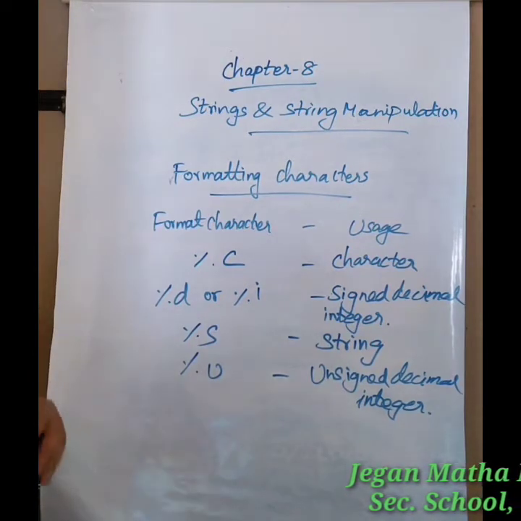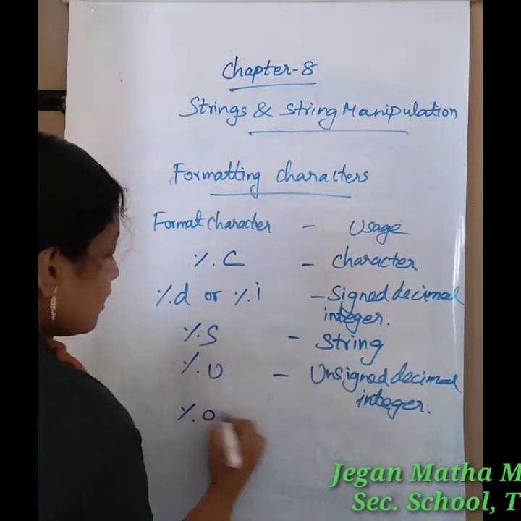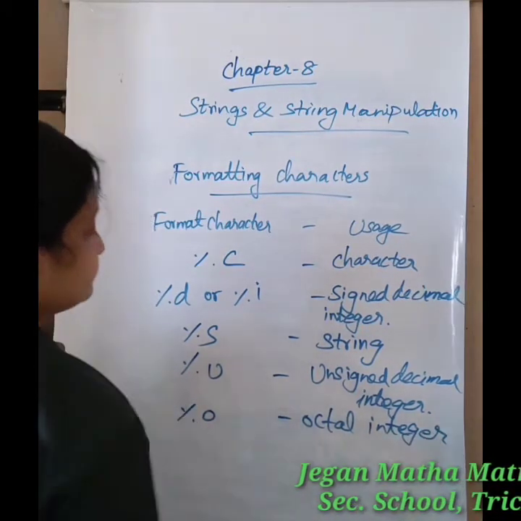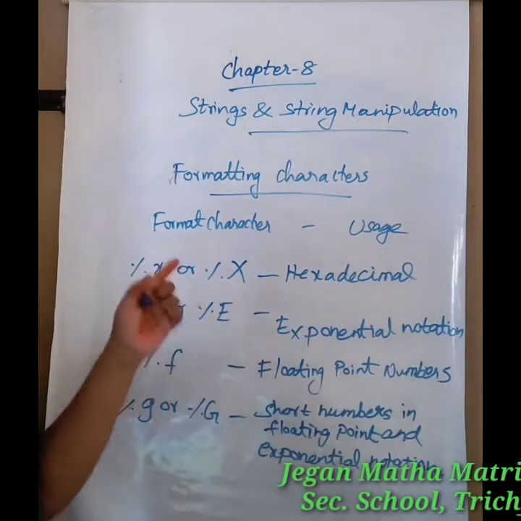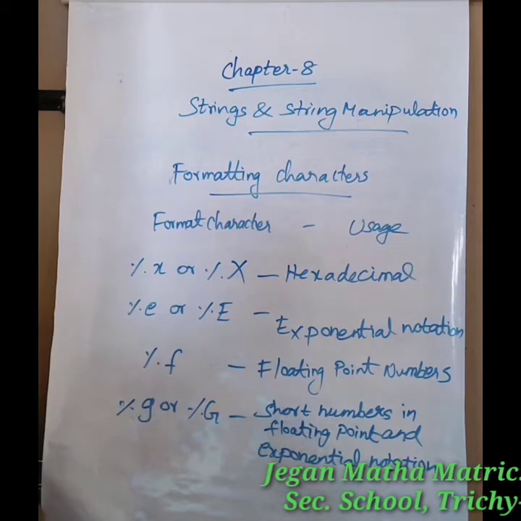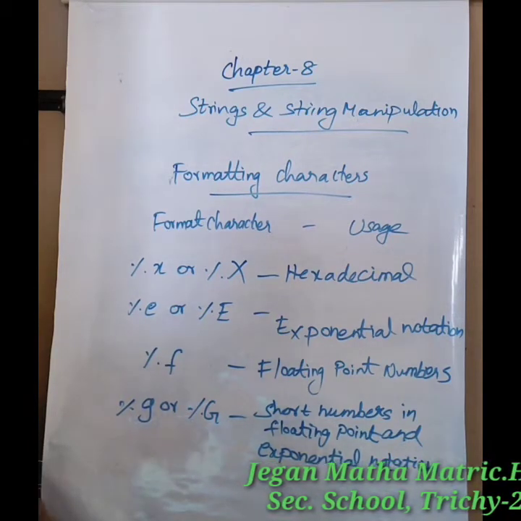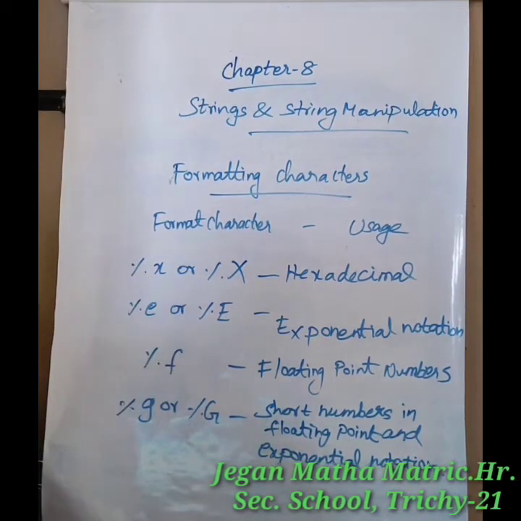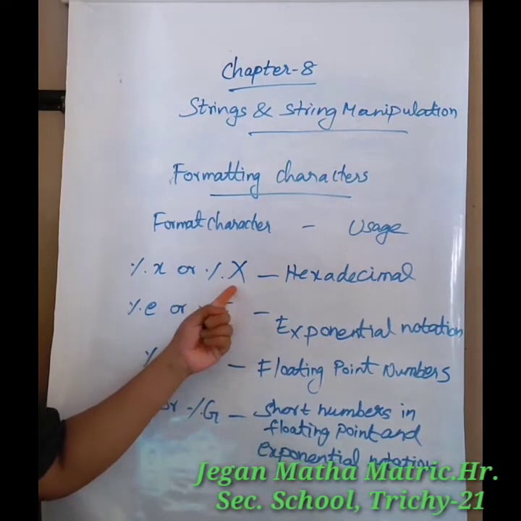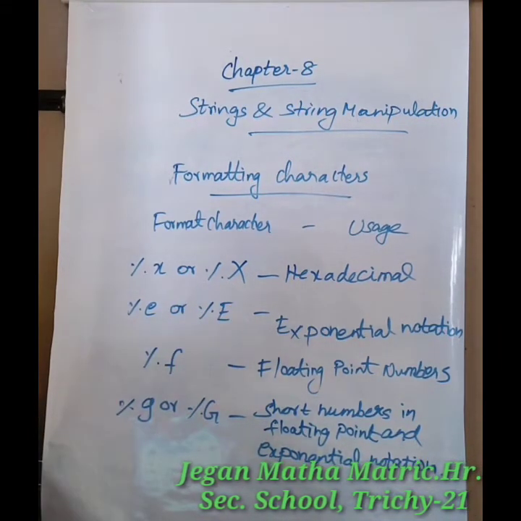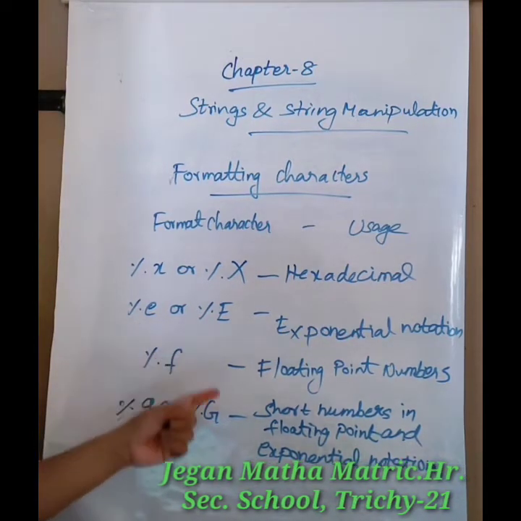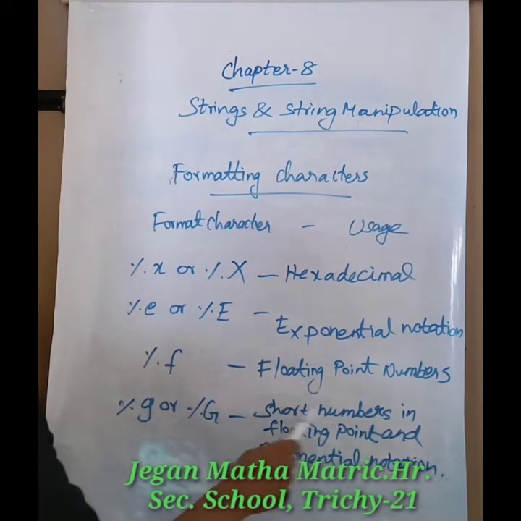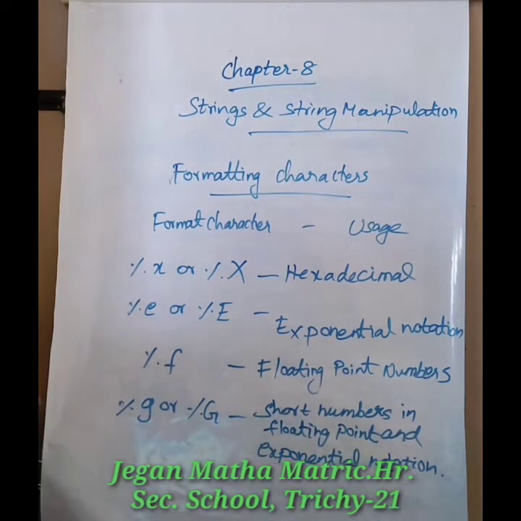And next %o, octal integer. Next one is %x or %X. Here it is used for hexadecimal. Here the lowercase x refers to small a to f and uppercase X refers to capital A to F. And then %e or %E, it is used for exponential notation, and %f for floating point numbers, and %g or %G, it is the shorter of floating point and exponential notation.